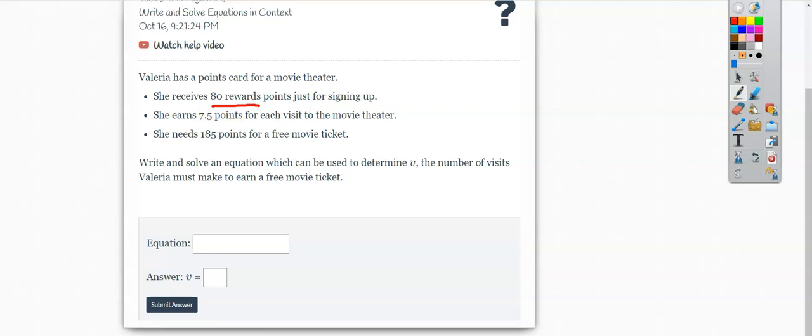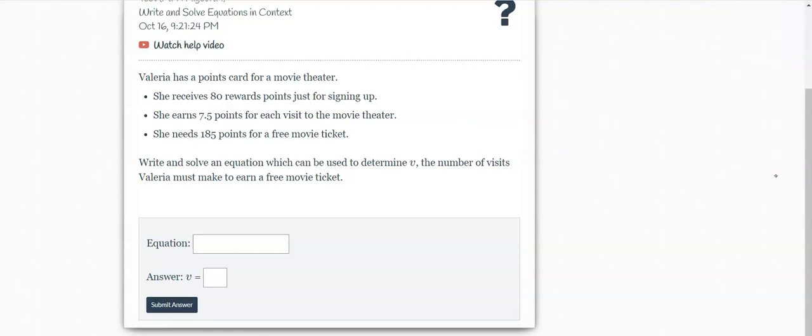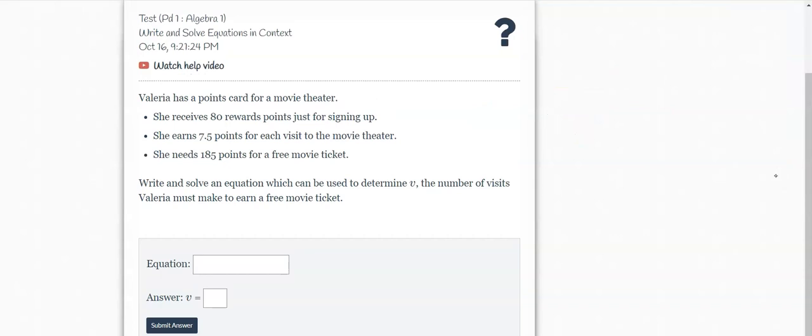She earns 7.5 points each visit. So 80 is a one-time, but then 7.5, 7.5, 7.5. It happens every time she goes, right? She needs 185, right? So you could write a tape diagram like that, or you could say she gets 80.